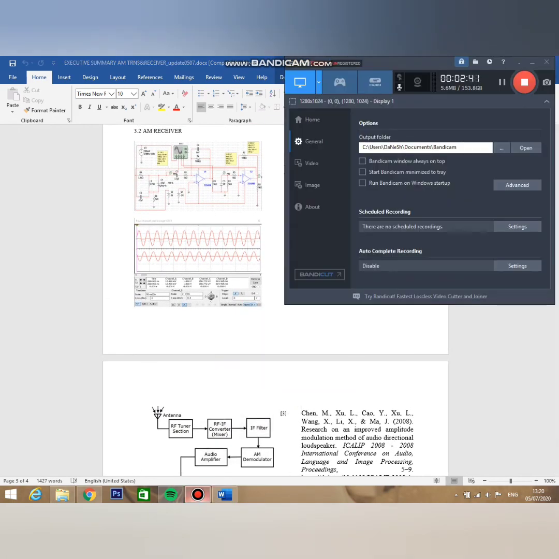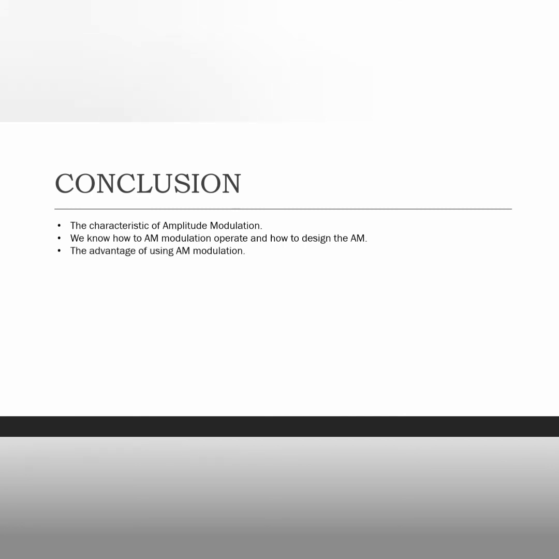Thank you. Okay, for the conclusion of the assignment, we know the characteristic of amplitude modulation that has the same amplitude but a different frequency for each of the envelope, set at the design. Next, we know how AM modulation operates and how to design the AM with the Multisim circuit. And finally, the advantage of using AM modulation is that it is simpler than FM, but today FM is more widely used than AM. Okay, thank you.